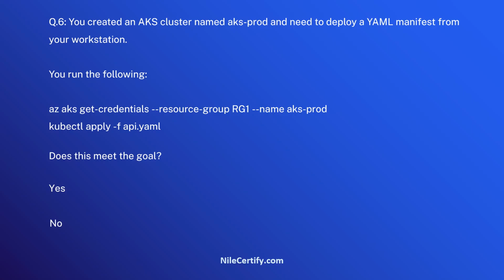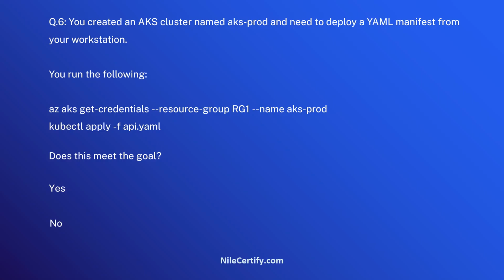The second command takes your Kubernetes YAML manifest file and applies it to the currently connected cluster. So assuming that the api.yaml is a valid manifest and you are authenticated, then you are good to go. So does this meet the goal? Yes, 100%. You have connected to the right cluster and applied the manifest. That's exactly what the question is asking.